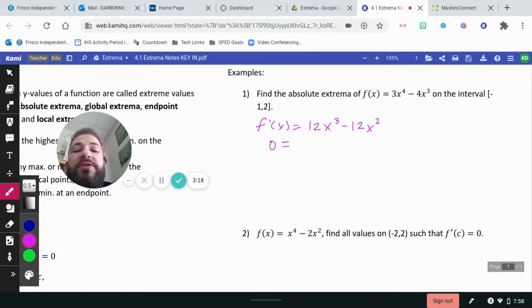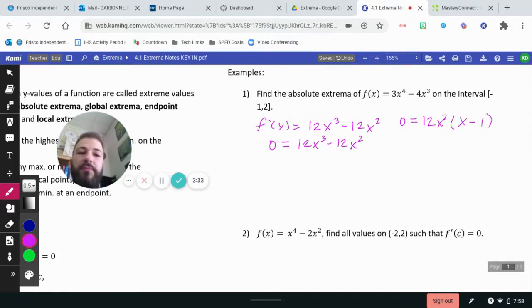Okay, so set this function equal to 0. So 0 is equal to 12x cubed minus 12x squared. Factor out an x squared and a 12 from both. So 0 is equal to 12x squared times (x minus 1). And then we get the x values: x equals 0 and x equals 1.